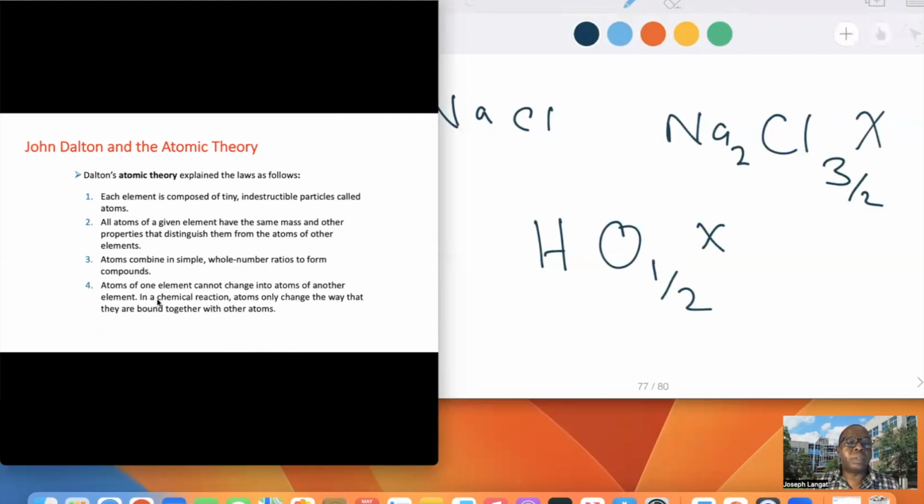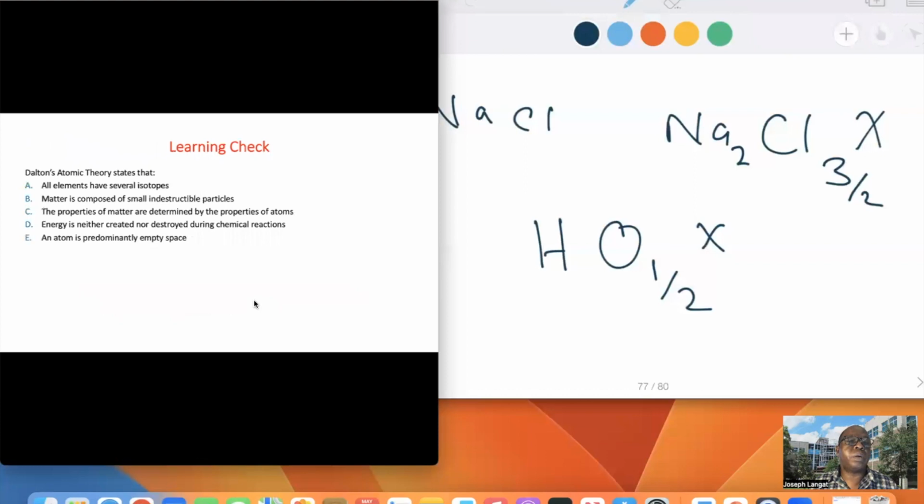Lastly, atoms of one element cannot change into atoms of another element. In a chemical reaction, atoms only change the way they are bound together with other atoms. In other words, they just rearrange. It's not that the sodium atoms will change to chlorine atoms and chlorine atoms will change to sodium atoms in the chemical reaction to form sodium chloride. It's just the way they bond that really matters in a chemical reaction.